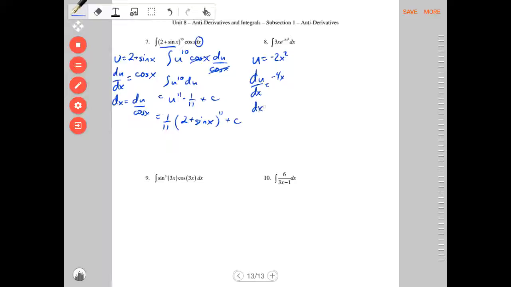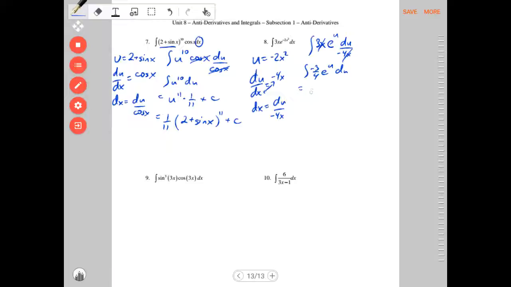So then dx, switch those two, is du over negative 4x. So watch what happens now. We get the integral of 3x e to the u, and then du over negative 4x. Oh, look, the x's cancel. Nice. So then really all we're left with is negative 3 over 4 e to the u du.